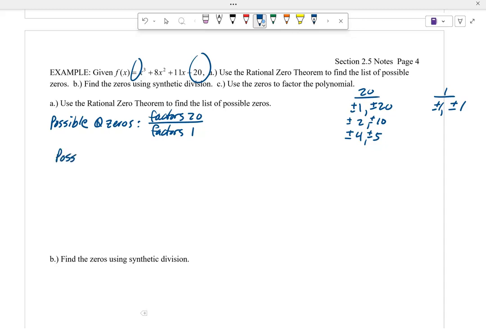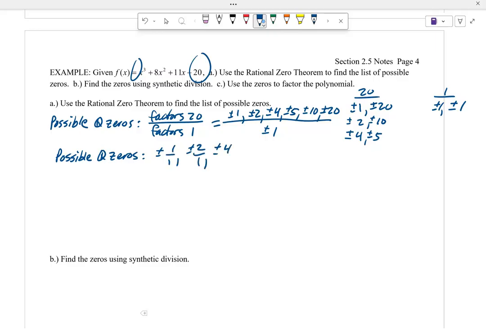So possible zeros. So we got the 1 over 1, we got 2 over 1, we got 4 over 1, 5 over 1, 10 over 1, 20 over 1. So that's our list of possible rational zeros.